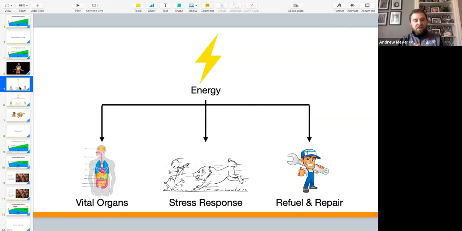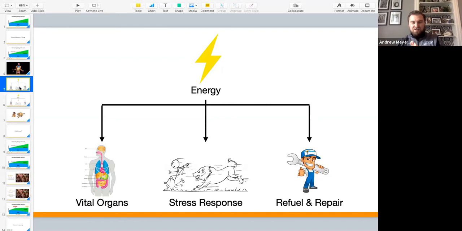With stress, well, I'll get into stress in a second. So first, let's just look at energy allocation. If we're needing to allocate energy, meaning we don't have enough energy coming in, we'll go in the chat here. Where do we think that we allocate more energy to? Do we need to allocate more energy to vital organs? Do we need to allocate more energy to our stress response? Or do we need to allocate more energy towards refueling and repairing? So that's going to be recovery. So if we want to go in the chat, you can give me your feedback. What do we think our body prioritizes?